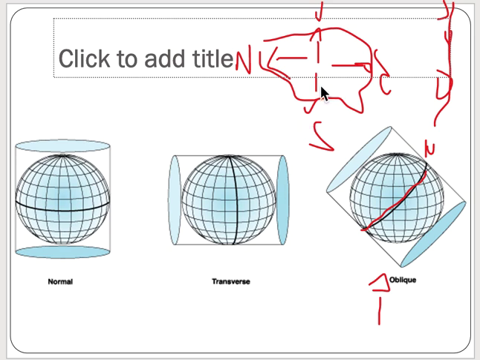And for United States, we would say a normal or transverse would be better for the cylindrical projection.